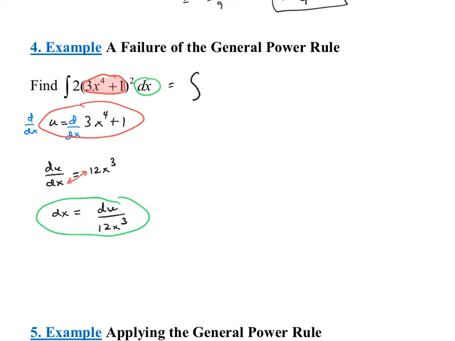So I go into my integral and I plug that in. This would be equal to the integral of 2 times, instead of (3x to the 4th plus 1) squared, this would be u squared. And then instead of dx, I would have du over 12x cubed. Well, we're running into a little issue here. What's our issue? You can't have both x's and u's.